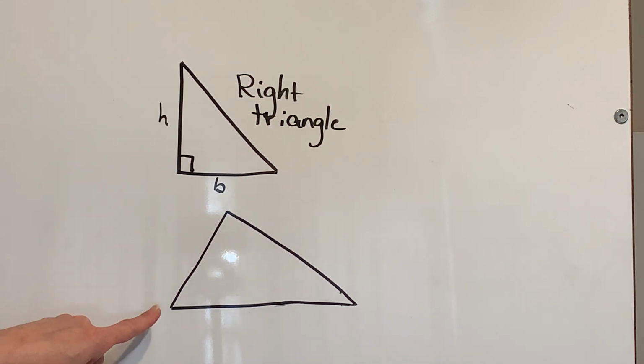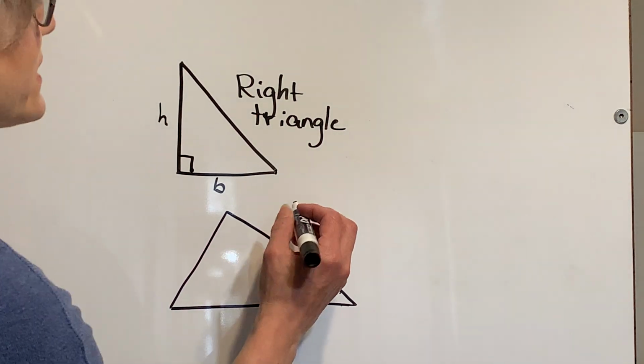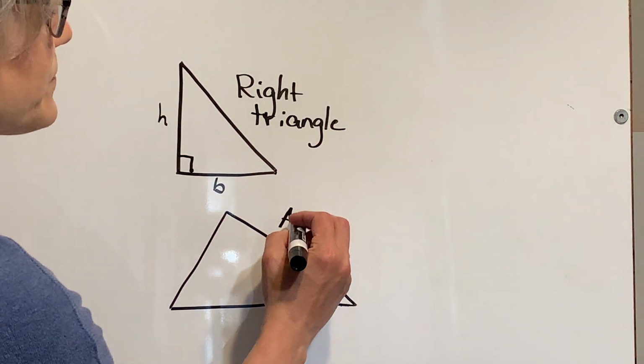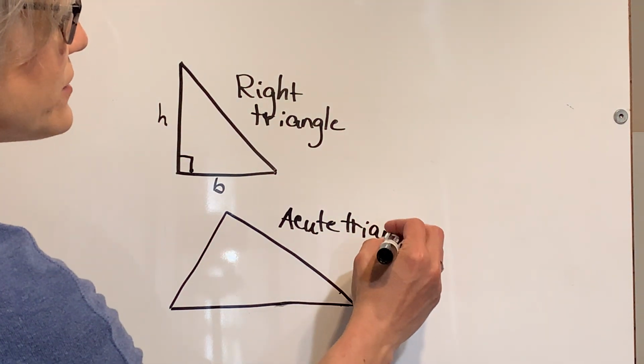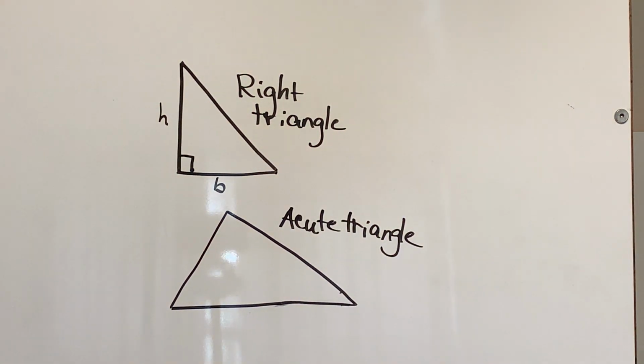Now I'm taking a look at this triangle. Now this triangle is different. This triangle does not have any right angles. In fact, all of the angles here are less than 90 degrees. So what do I know about an angle that's less than 90 degrees? I know that it's an acute angle. So the name of this triangle is an acute triangle. Or that's one way to label this triangle. There are other ways to label this triangle, but for our purposes here today, that's what we need to know.